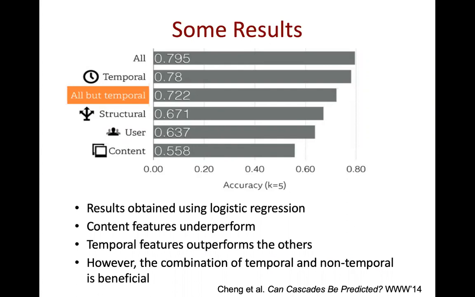There are some results. All information but temporal information gives a performance of 72 in terms of accuracy at the first 5 items for recommendation, but adding temporal information improves performance by roughly 6%. If you take just temporal features, it's almost the same as everything included. So at least for logistic regression, temporal features outperform the others, and they are very important.